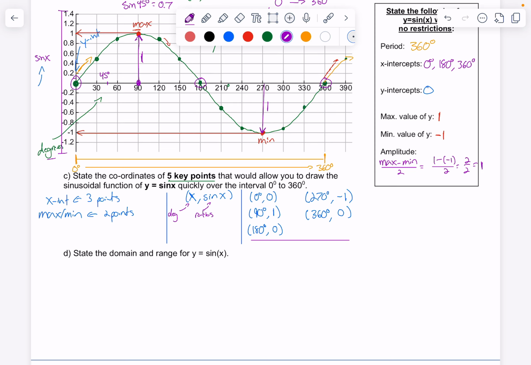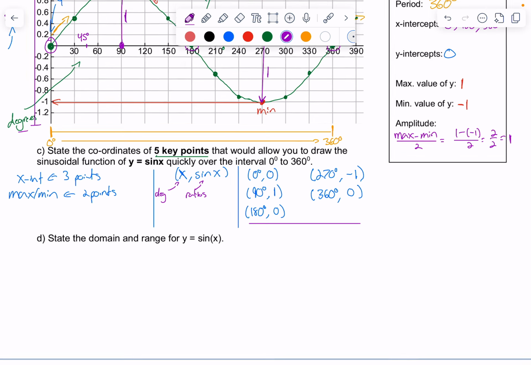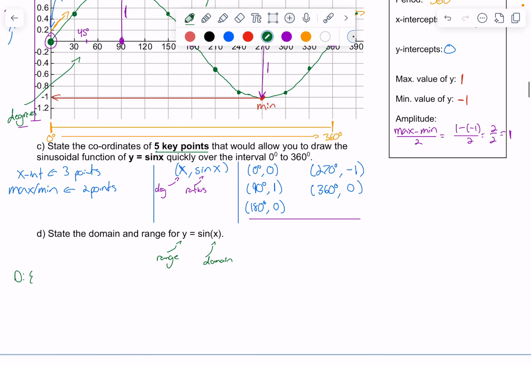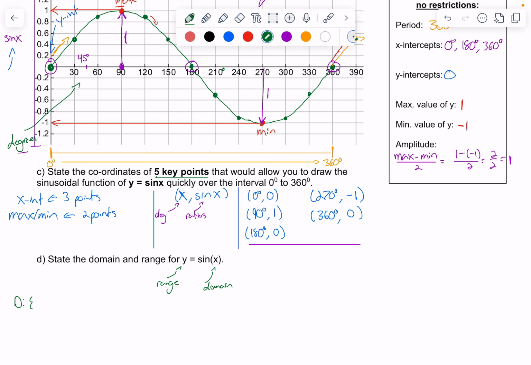Okay, stating the domain and range for y equals sine x. So remember, the range is talking about this value. The range is dealing with the y's. The domain is dealing with the x's. So when you say domain, what you're saying is, okay, is there a degree, like, is there some degree that I cannot take the sine of? That is not possible.